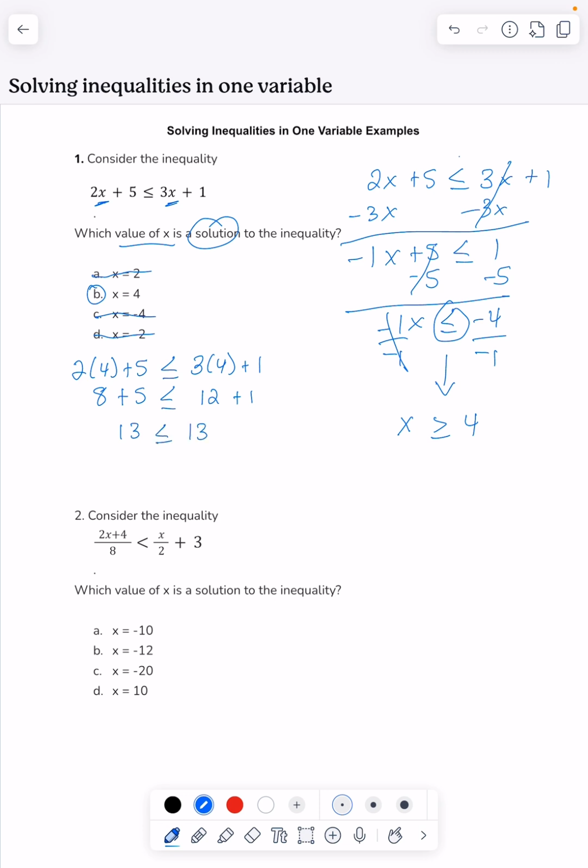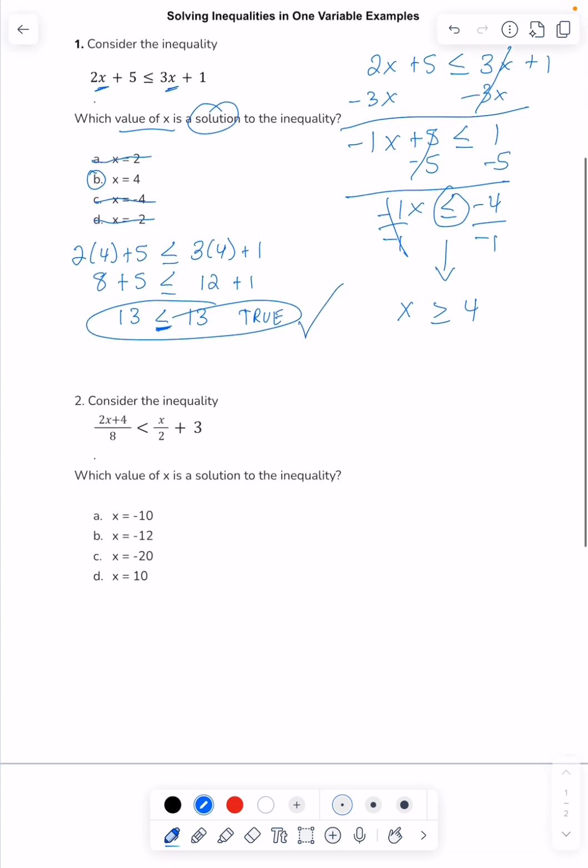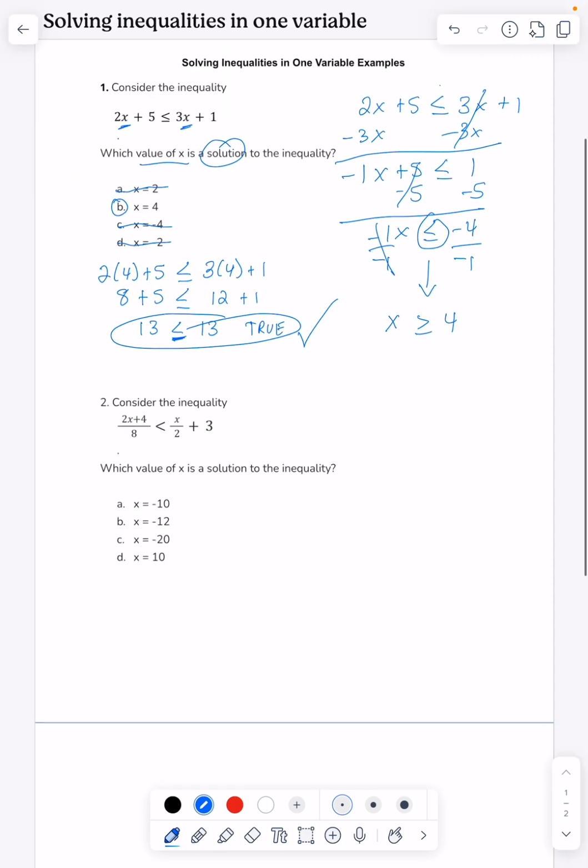So in this case, we could see that this is true. 13 is not less than 13, but it is equal to it. So therefore, that would be true. So that's how we could figure that out. Now we're looking at a different inequality.